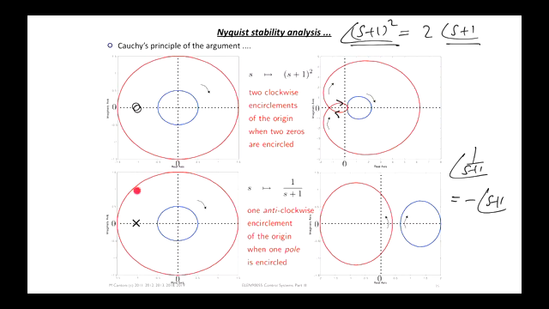So mapping points along a contour under a rational function and then counting the number of encirclements of the origin gives you an indication of how many poles and zeros are inside that original contour.